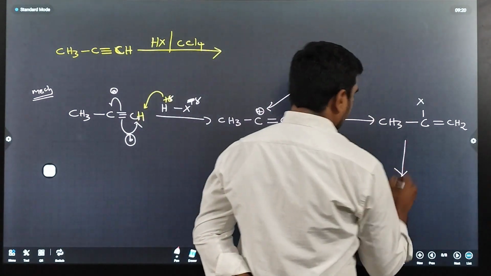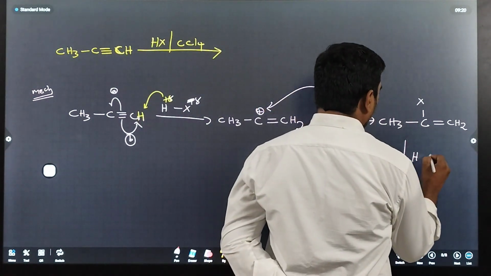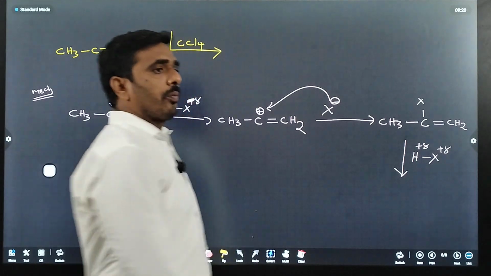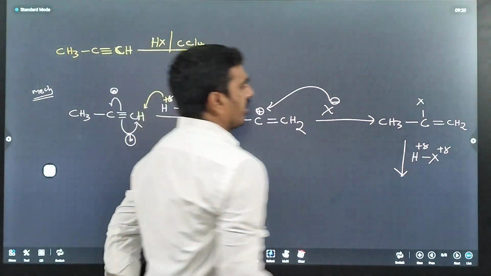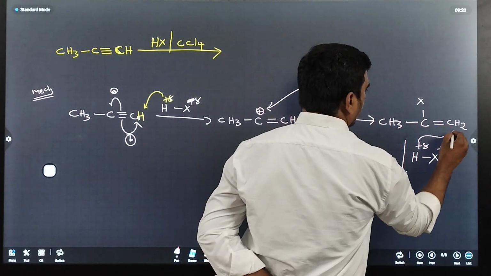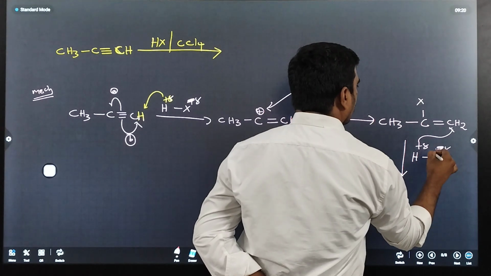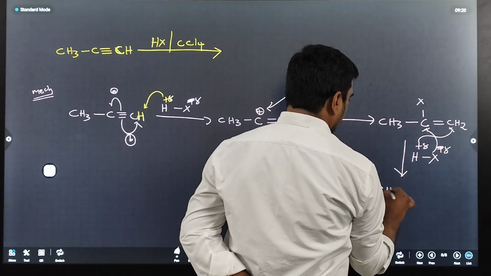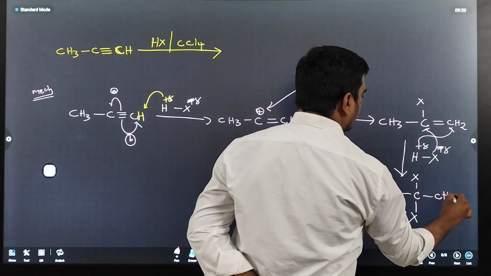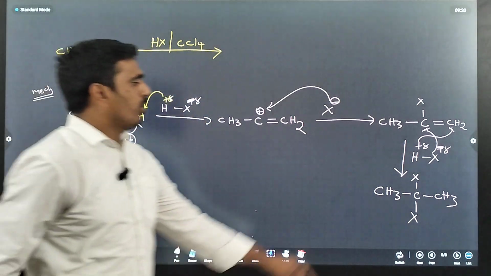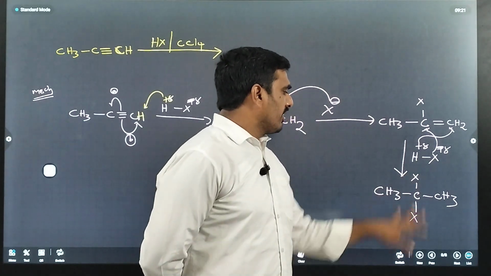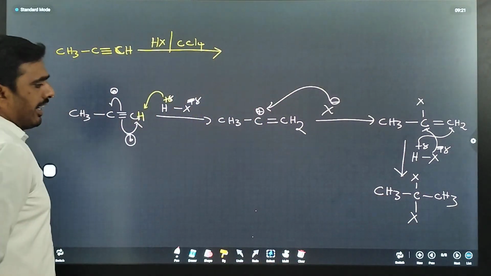So again it reacts with HX. This is a partial positive, this is a partial negative. So again this positive ion attacks here, this negative one attacks here. So we get CH3 C X X and CH3. So this is also a gem dihalide. Two halogen atoms are present on the same carbon.